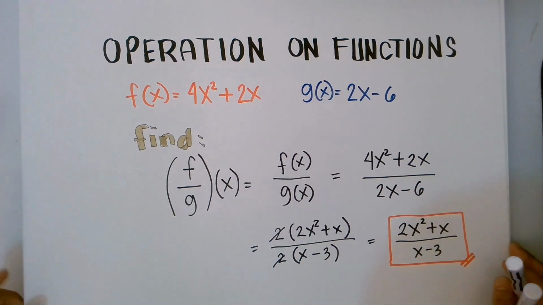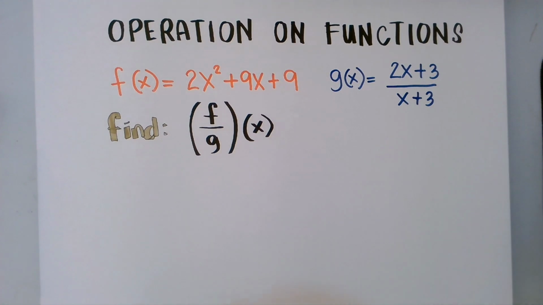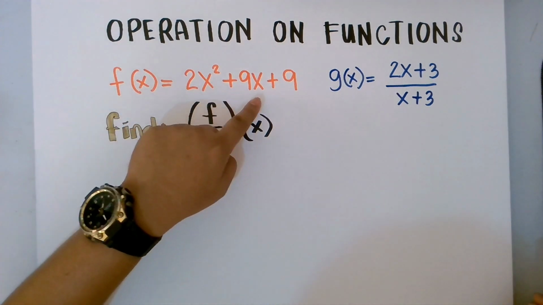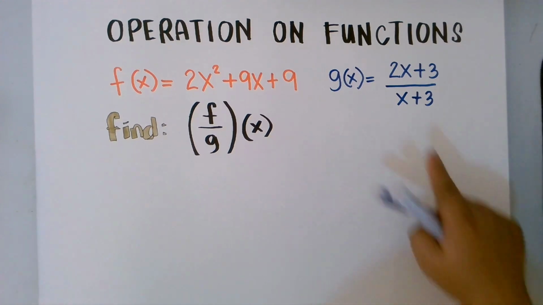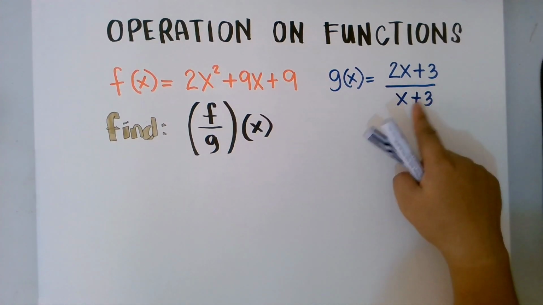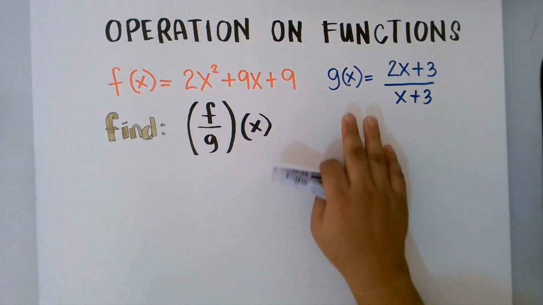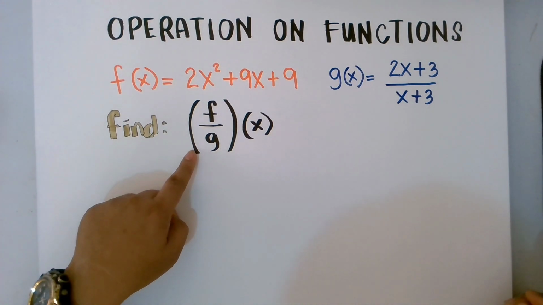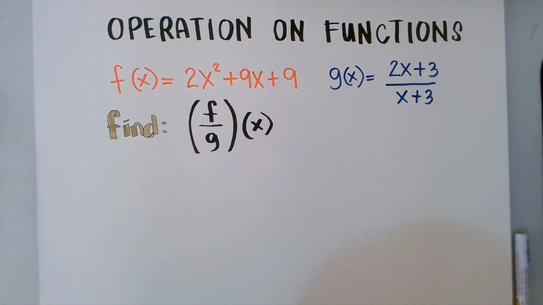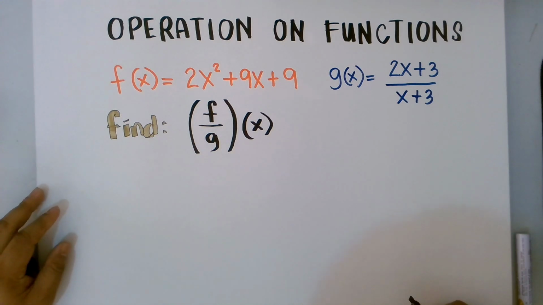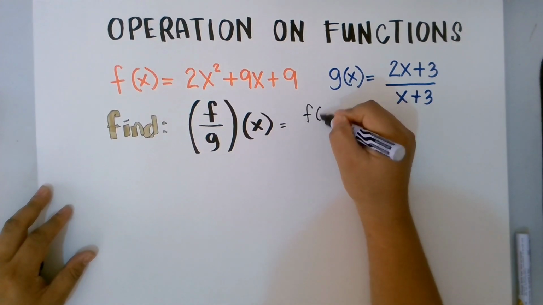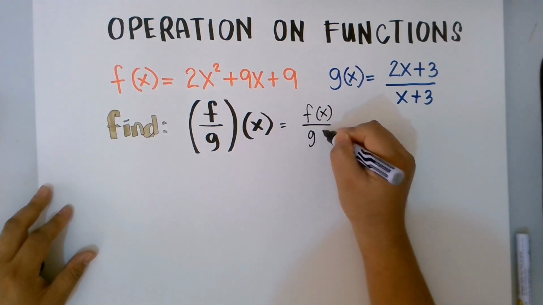Alright. So, let's try another example, pero this time around, baguhin natin yung ating given functions. So, our f of x here is equal to 2x squared plus 9x plus 9. And our g of x is kind of a rational function, which is 2x plus 3 over x plus 3. Okay? So, yan, rational function yung g of x natin. So, we are looking for the quotient of the two functions. So, f divided by g of x. So, that will be f of x over g of x. Okay.